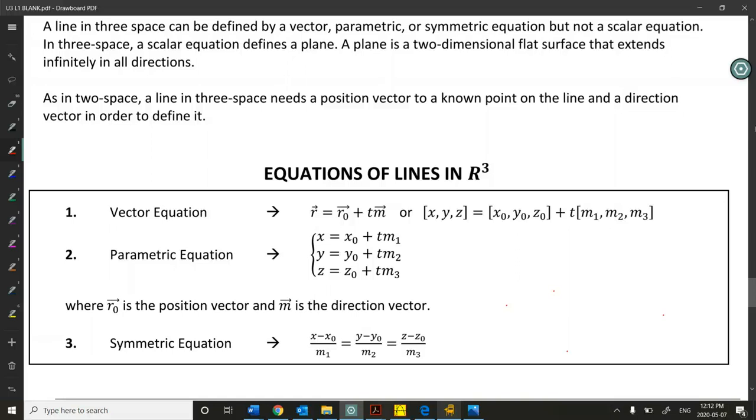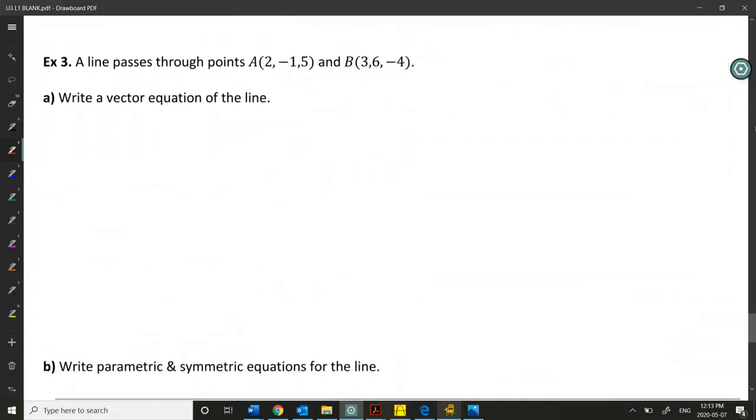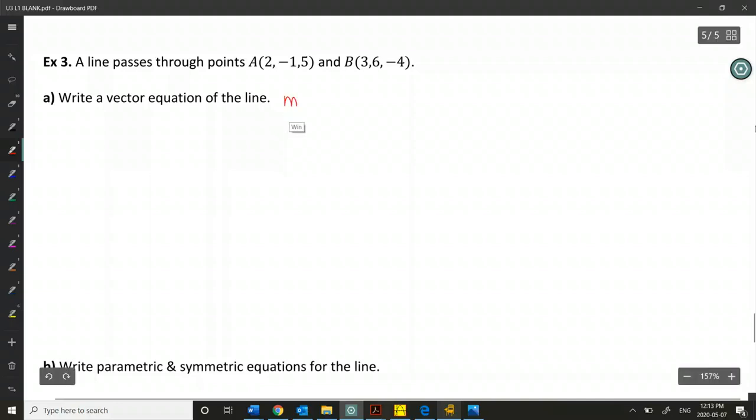So we can use our 2 space equations and simply add on a z component to the vector equation, and then there will be a third parametric equation to represent the z component and a third piece of the symmetric equations as well. Okay, so let's take a look at an example in 3 space. This time we're just given 2 points on the line, and we can find a direction vector by using those 2 points, which allows us to find the slope of the line in a sense. So I'm going to use these 2 points and find my direction vector as AB here.